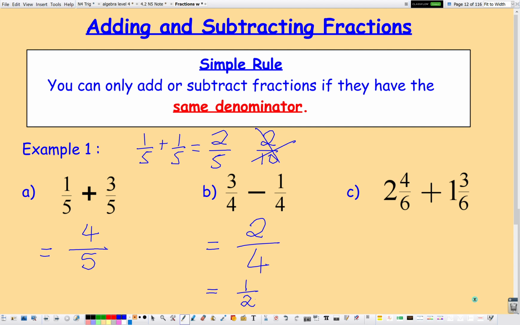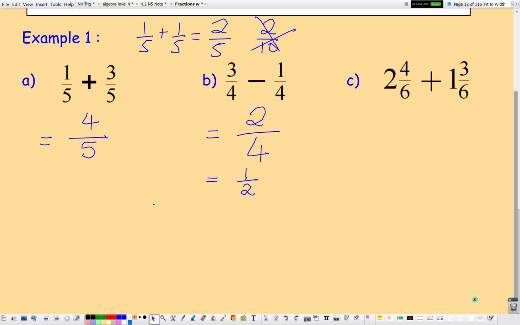Okay, and the last one is 2 and 4/6 plus 1 and 3/6. Now what we're actually going to do for the last one is we're going to convert these to improper fractions first, right? So we're going to convert to improper fractions first, if I can just scroll down, and then we're going to do the addition. So a little bit of practice of both things here. This is going to be something over 6. This is going to be something over 6, so write them in first. To get the top number, 6 times 2 is 12, add 4 is 16. 6 times 1 is 6, add 3 is 9.